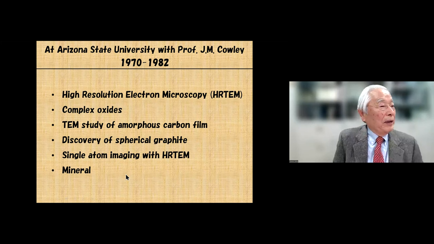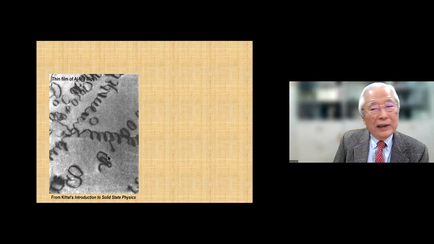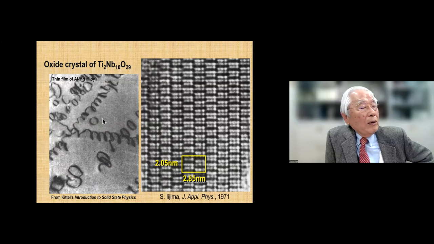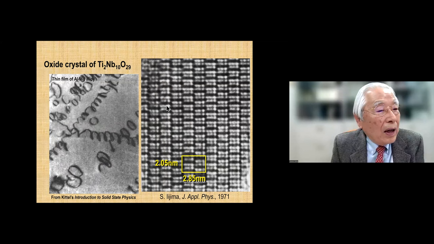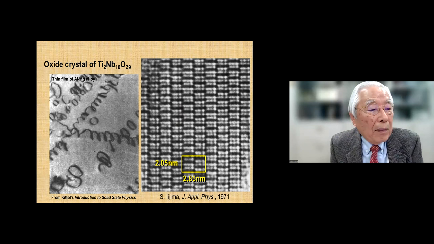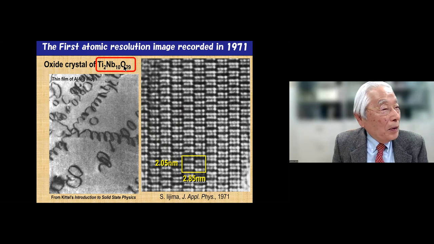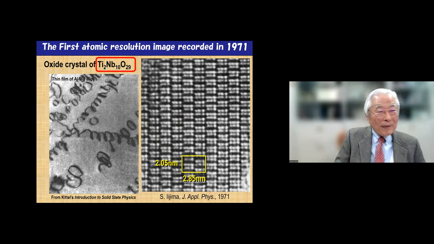This is the traditional dislocation image I took from the Kittel book. And that's my first high resolution micrograph. Maybe here you can see. This is the world's first high resolution micrograph showing atoms, not individual atoms, but columns of atoms. Yes, but we can see the atomic arrangement in the crystal. And I'm going to show you the latest one using this 50 year old material. This is very, very interesting to me.